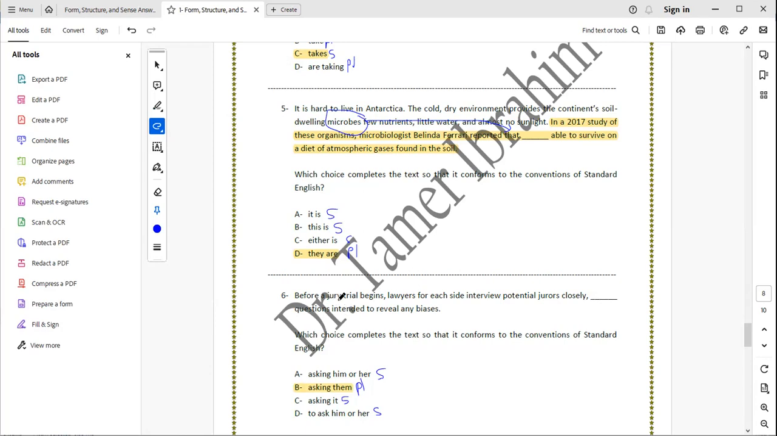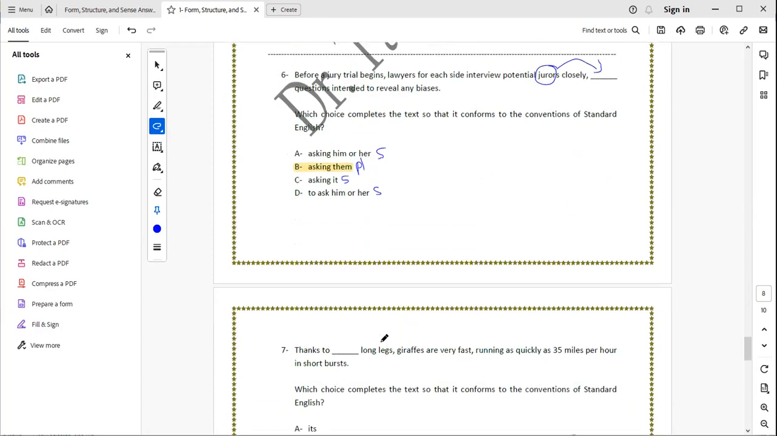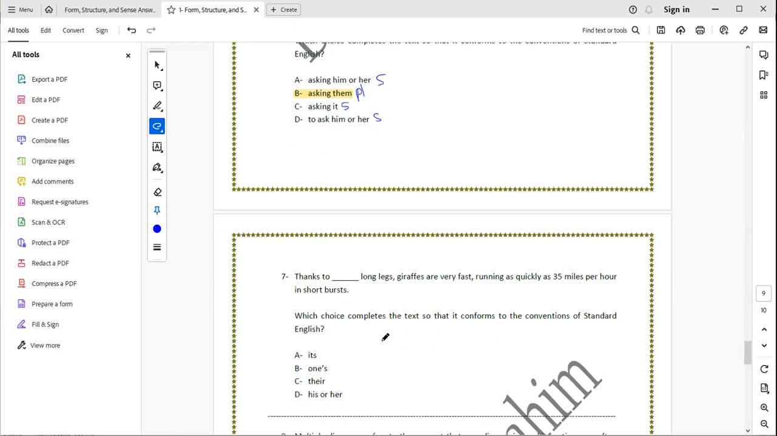Okay. Before a jury trial begins, lawyers for each side interview potential jurors closely. Questions intended to reveal any biases. So the jurors, plural, so asking them. Let's find this one. Elimination. Start. Elimination.